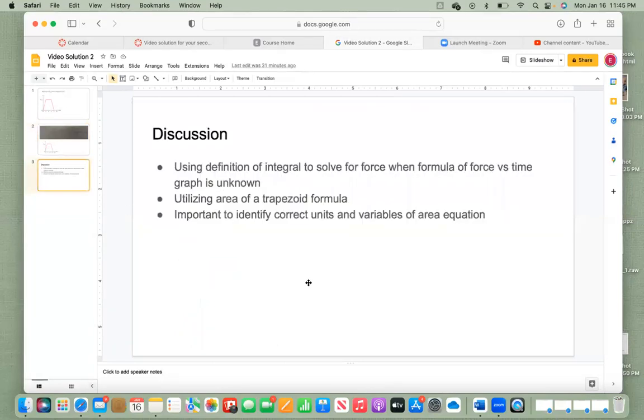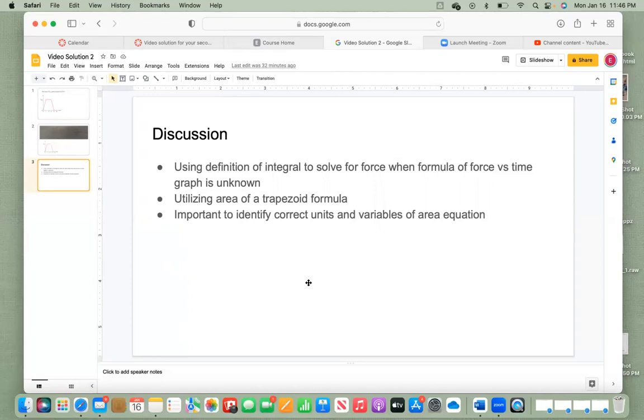All right, and some important things to think about in this problem is just being able to use the definition of the integral as being the area under the curve to solve for a variable like force on the y-axis. So being able to also use the area formulas. In this case, that area formula is the area of a trapezoid. So just being able to identify where those different equations can be used.